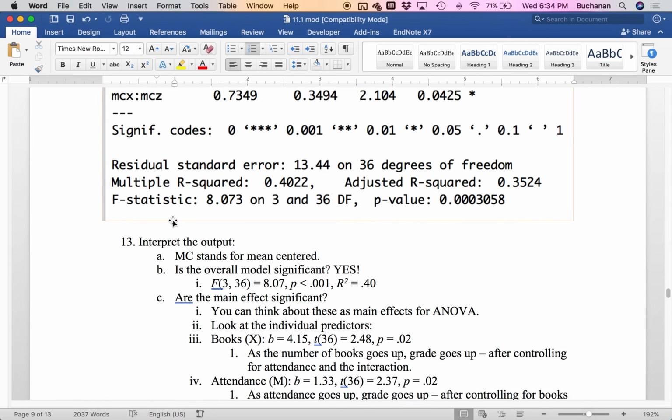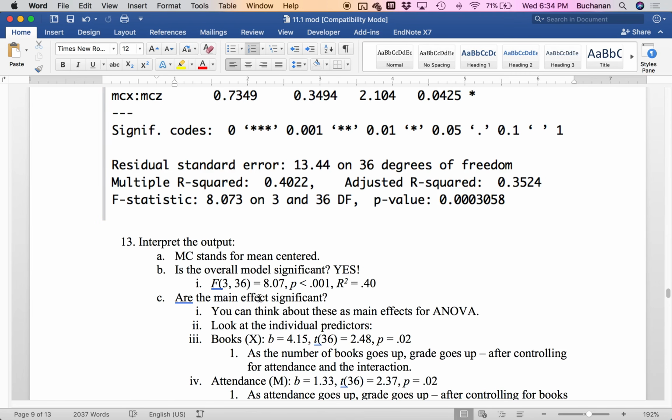Is that overall model significant? So our first question about just regression models in general is, can we predict people's scores? So we would use the bottom here. This looks like our normal LM output. So F(3, 36) equals 8.07, p less than 0.01, R squared is 0.4. So we got a big effect size here.